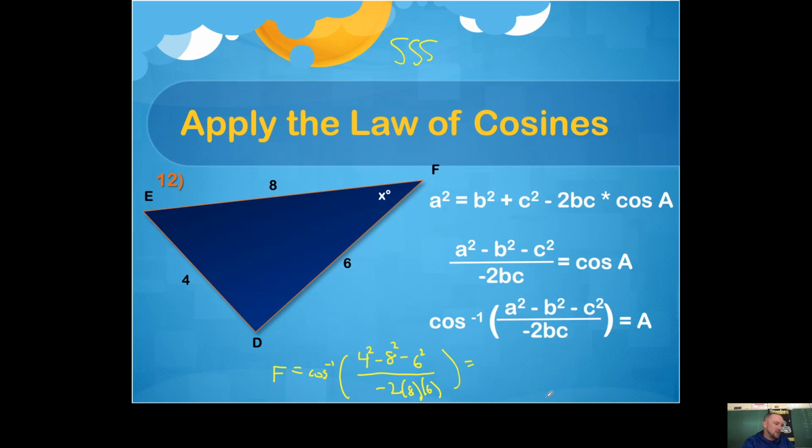This is a little more of a challenge to type in. So hit second, then hit cosine so you get your inverse. Double up your left parentheses. That way your numerator is enclosed in parentheses. We're going to type in 4 squared minus 8 squared minus 6 squared. And then we're dividing by, new parentheses for the denominator, negative 2 times 8 times 6. And that gives you 28.96. That's your angle measure.